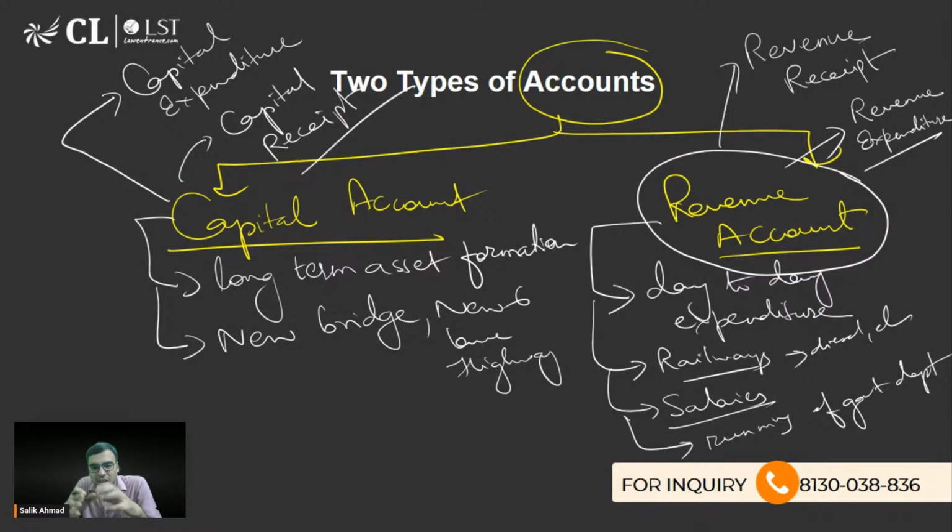ठीक है. So when you are adding something in this capital account, that's capital receipt. When you are removing, when you are spending it, that's called as capital expenditure. Similarly, in revenue account, if you are putting any money inside it, this is called as revenue receipt. And if you are spending any money, that's called as revenue expenditure. Is this concept clear? Yes or no?